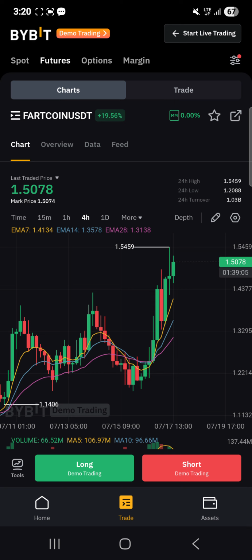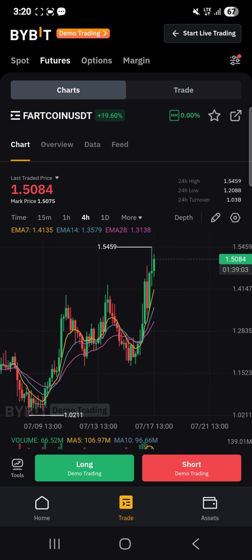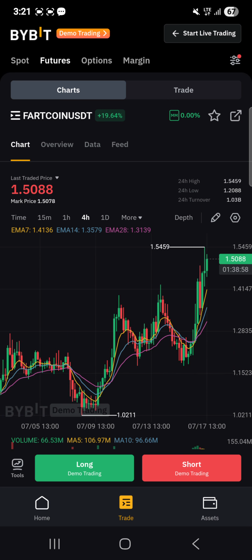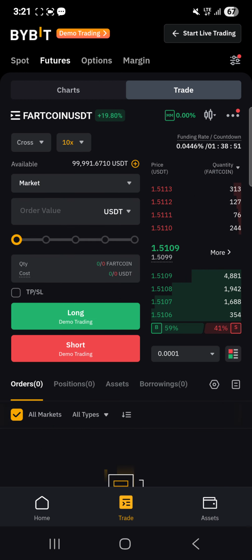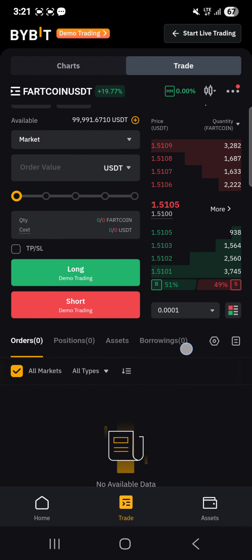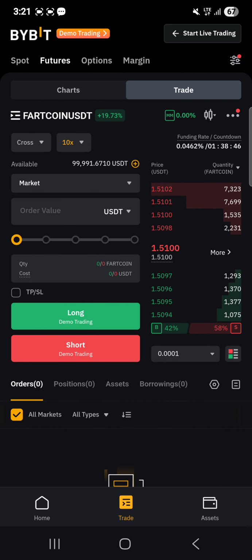Let me click on trade. This is the chart. This is where you see the pictorial representation of the buying and selling activities of every person that is trading this coin right now, Fatcoin. So let me click on trade. As you can see, it gives you this interface.